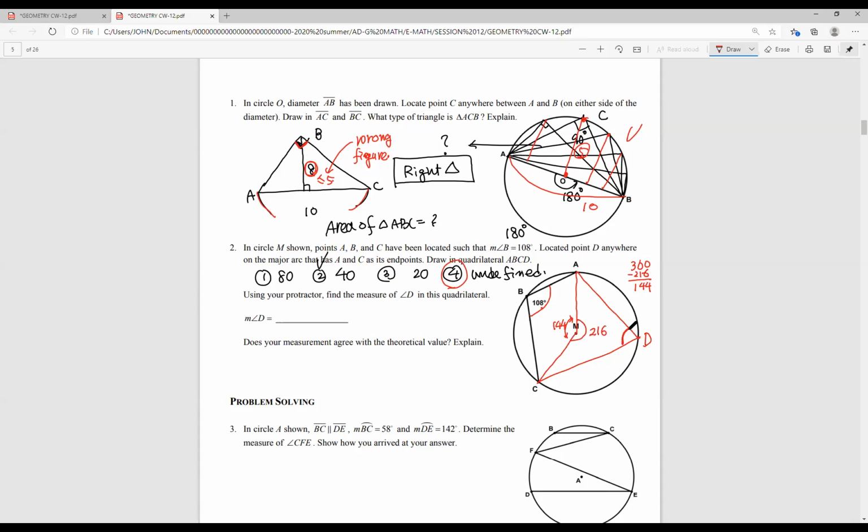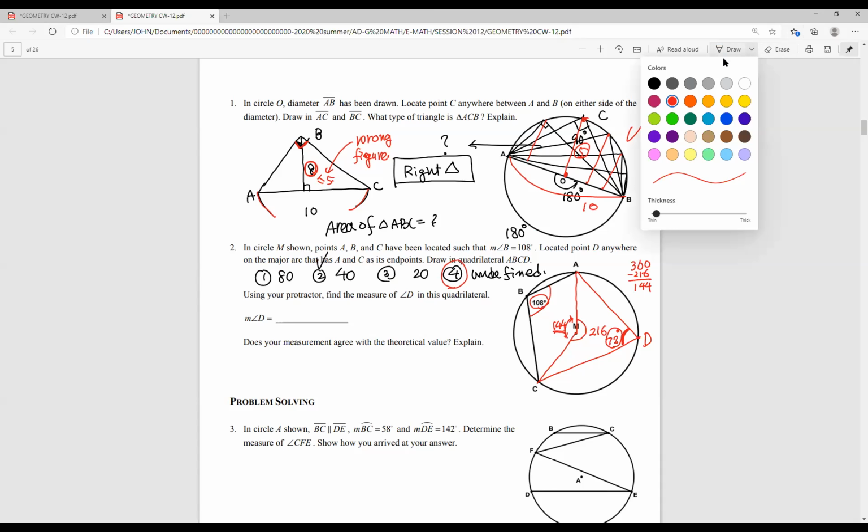Now this inscribed angle is half of 144, right? So 144 divided by 2 is just 72, isn't it? Can you see that over here? What happened to this angle? What happened to this angle? The sum of these two angles in the quadrilateral, okay? The sum of these two angles is always 180, okay?